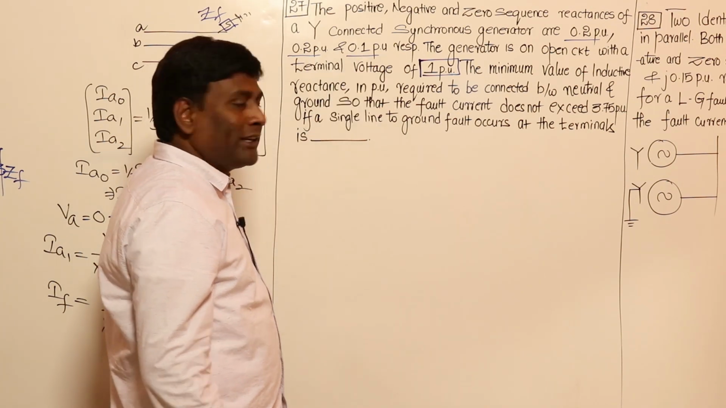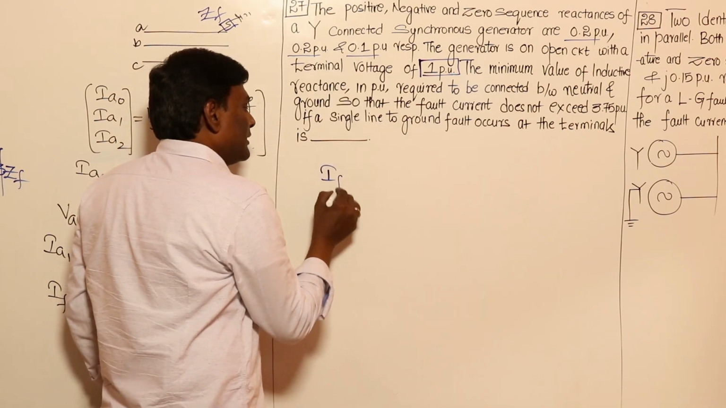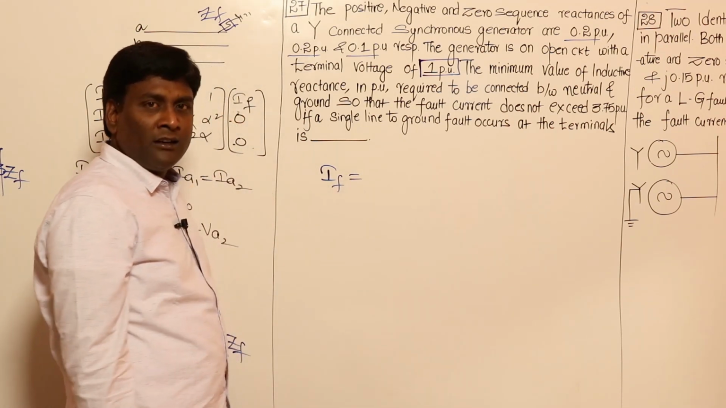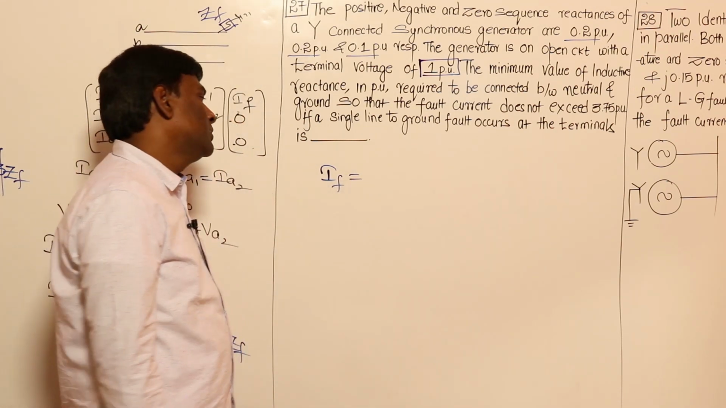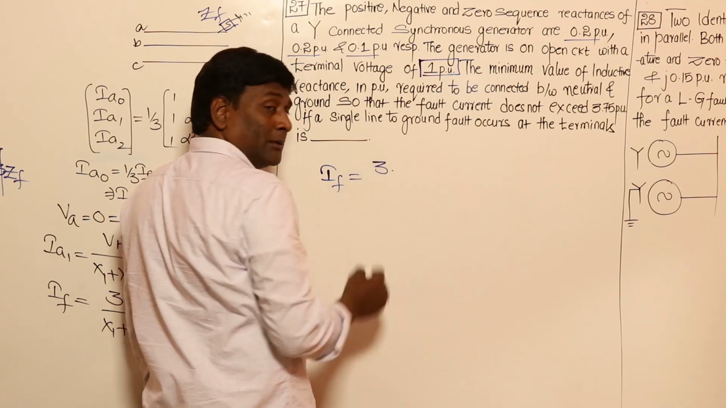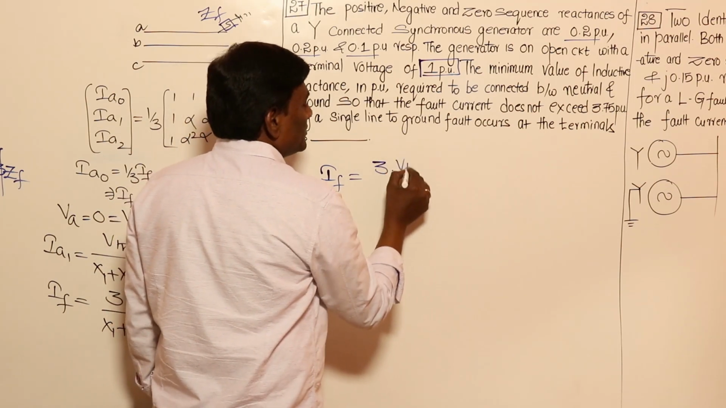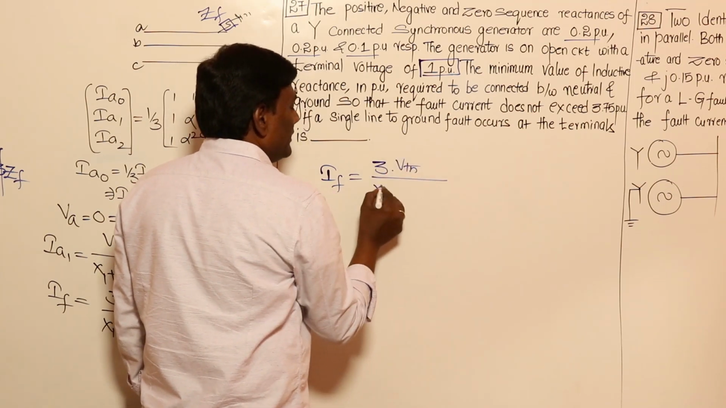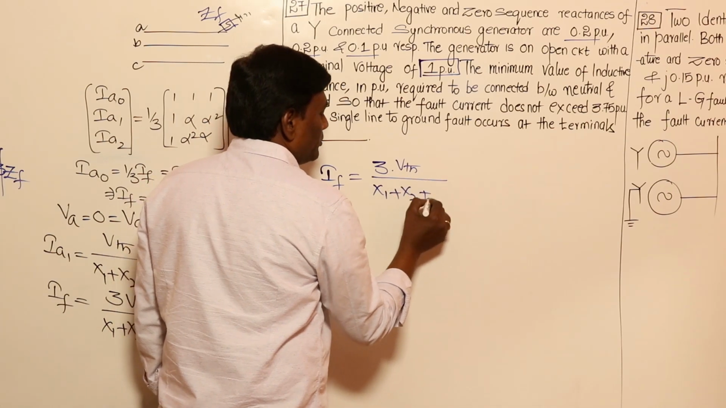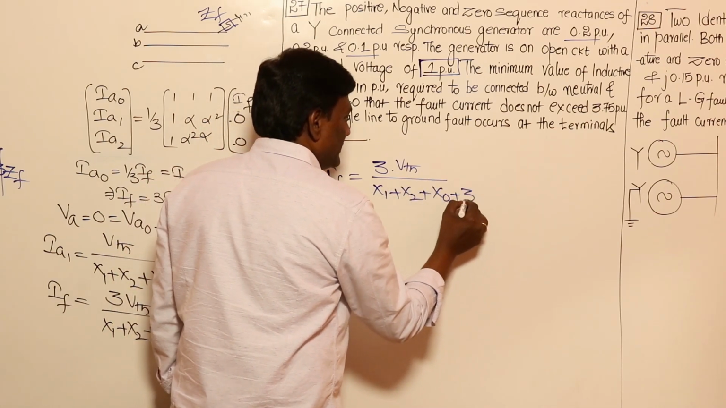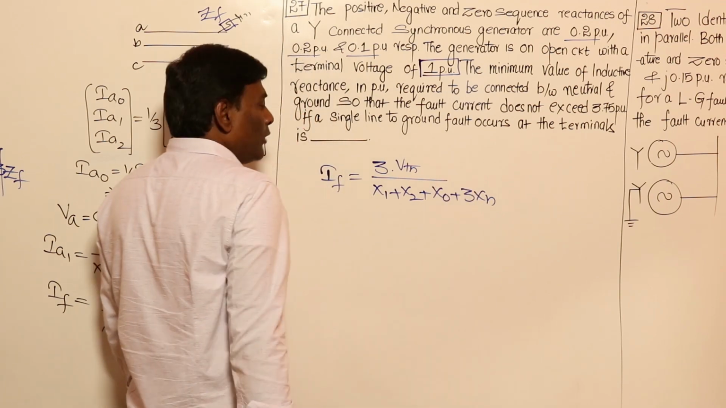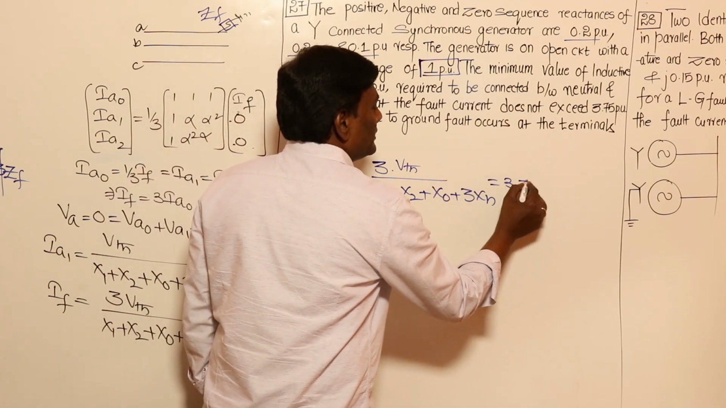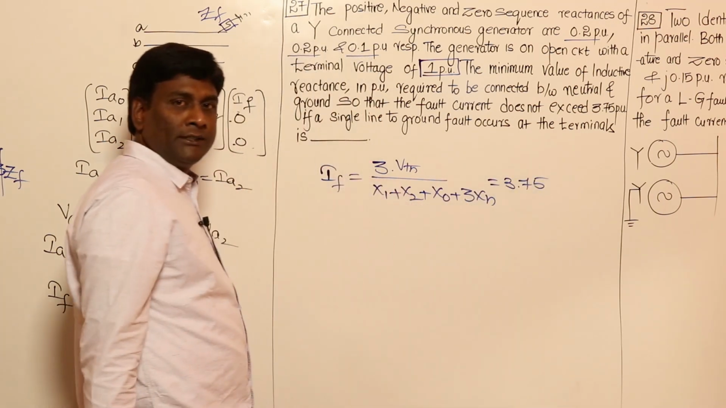Okay, so what is the fault current? It is going to be 3 times IA0 or 3 times IA1 or 3 times IA2. So 3 times, multiplied by what is VTH? 1 per unit divided by x1 plus x2 plus x0 plus 3xn. The value of fault current should be 3.75 per unit.